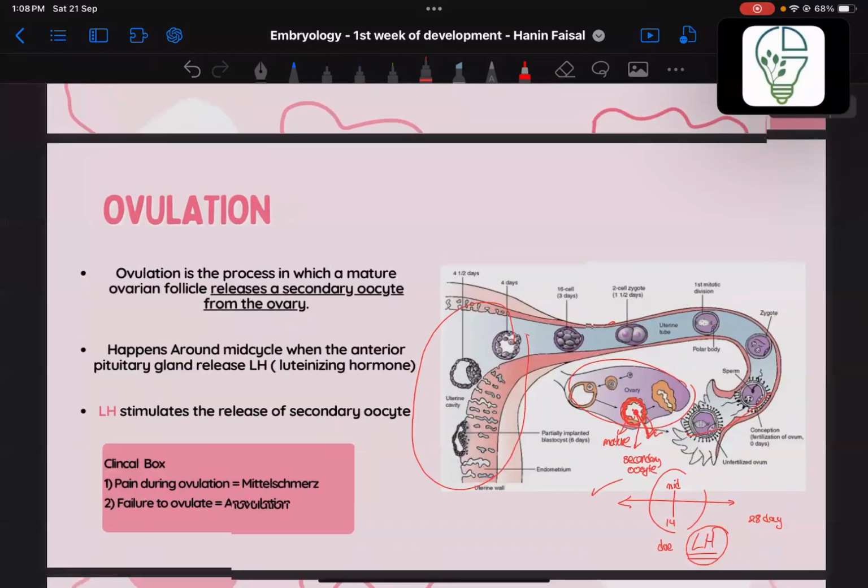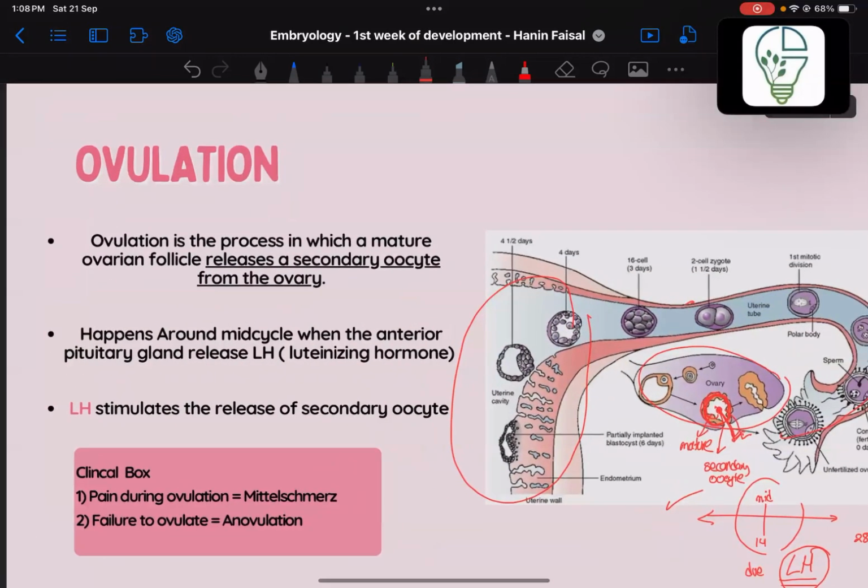Okay, so let's go over what I wrote. As we said, ovulation is when the mature ovarian follicle releases the secondary oocyte from the ovary, and this happens at mid-cycle, which, as you guys said, is the 14th day, and it's due to the luteinizing hormone. This luteinizing hormone stimulates the release of the secondary oocyte, and it's released from the anterior pituitary gland.